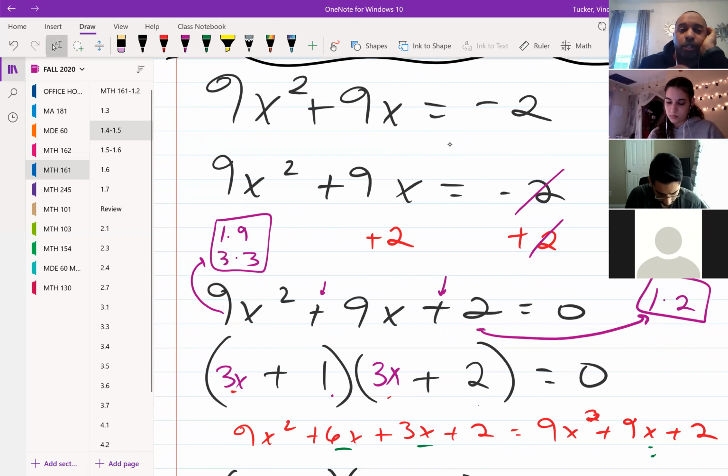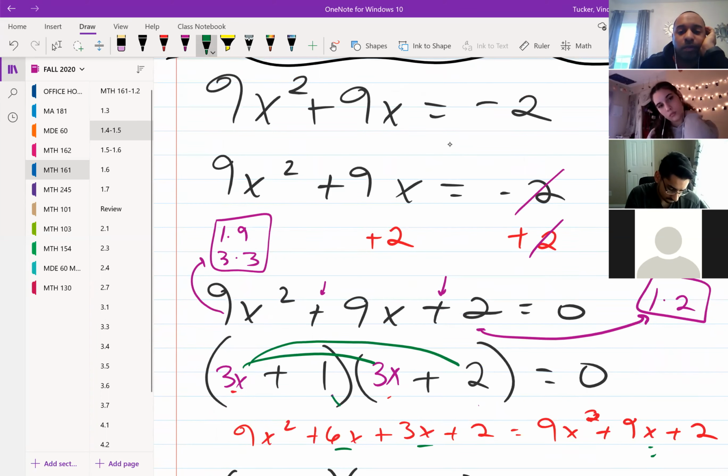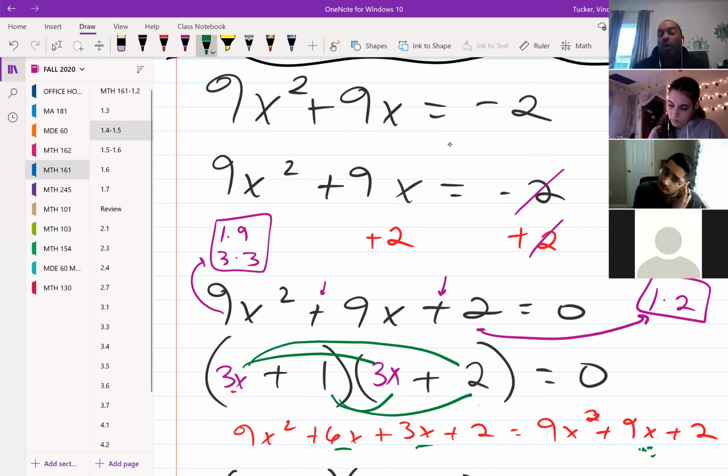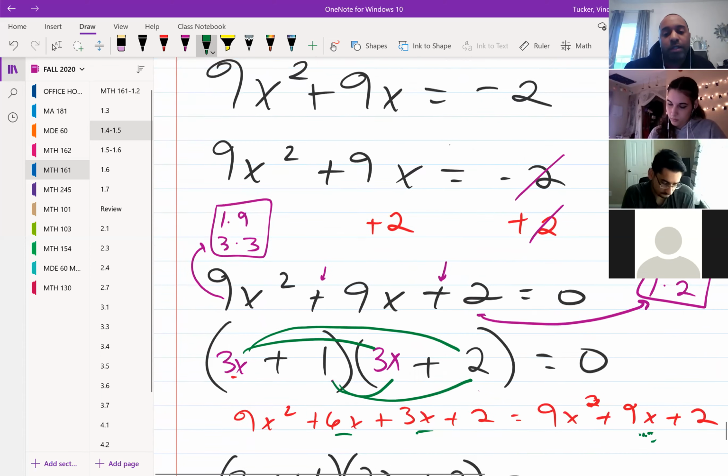And remember, you can always check it. So I went ahead and did the check here. 3x times 3x gives me 9x squared. 3x times 2 will give me 6x. 1 times 3 is 3x. 1 times 2 is 2. And so you see 6x plus 3x gives me the 9x in the middle. When you do this factorization, you can always know whether you have the right factorization or not, because you can always check it by going back and multiplying it back out, and you should get what you originally had. Well, that's if it's the correct factorization, I should say.